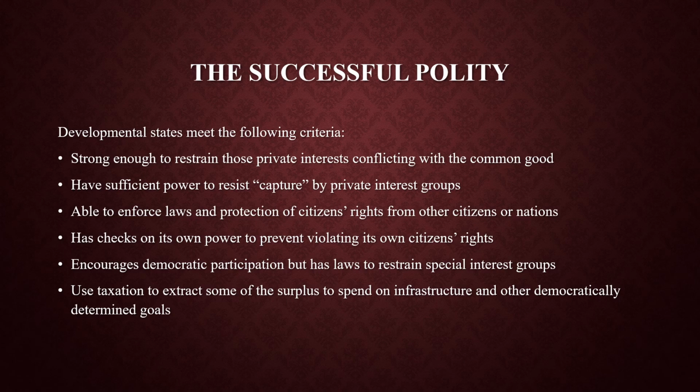The state needs to be able to check its own power so it doesn't become a predatory state. There needs to be an encouragement of democratic participation, and yet we still need laws that restrain special interest groups. And the state needs to be able to use taxation to extract some of the surplus to use it productively. Because if you remember back what we were saying in the economy, they need to be able to generate a surplus and use it productively. That still shows up here. So that's why you do need a state strong enough to be involved in the economy, because that is going to allow it to solve some of those collective action problems, and deal with some of those issues. So that's what we mean by this last point for a successful state.